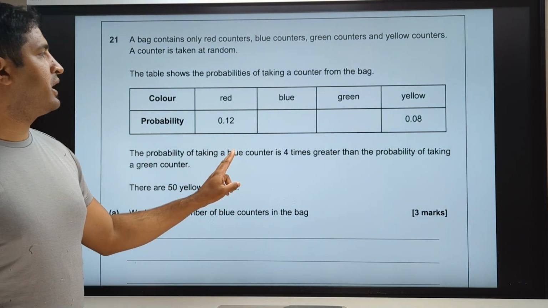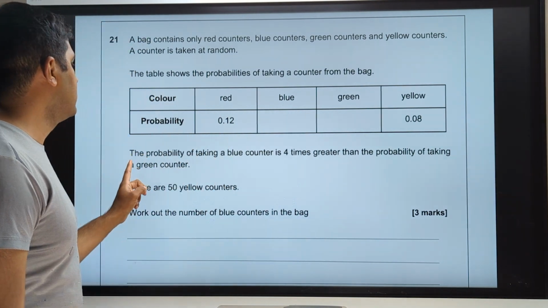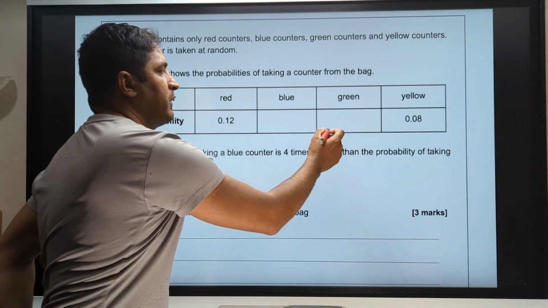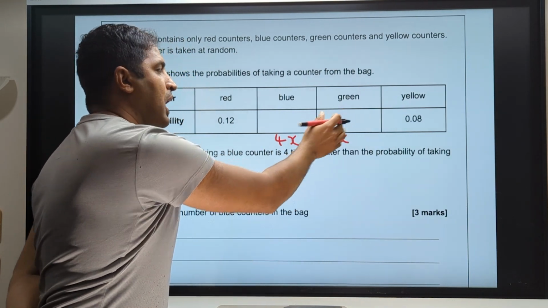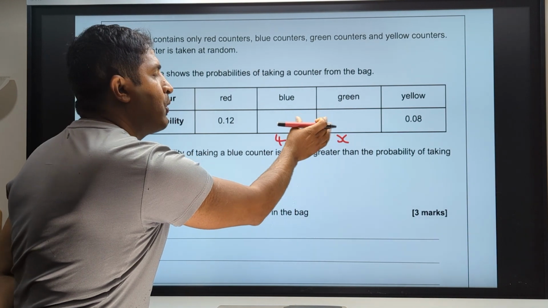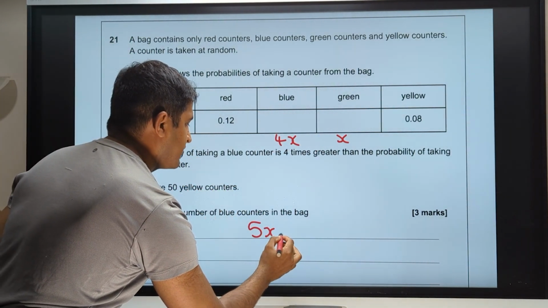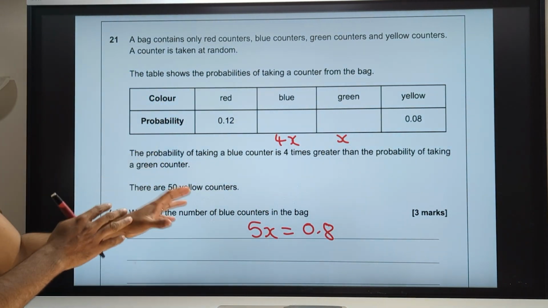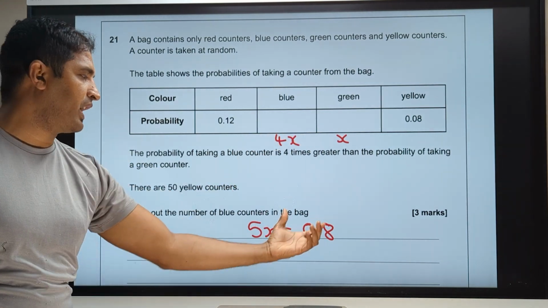The probability of taking a blue counter is 4 times greater than the probability of taking a green counter. So 4 times greater here. If the green is x, then the blue would be 4x. So 4x and x put together gives you 0.8. So we can say 5x is equal to 0.8. Whatever those probabilities are, they should add up to 0.8. So 5 parts should add up to 0.8.